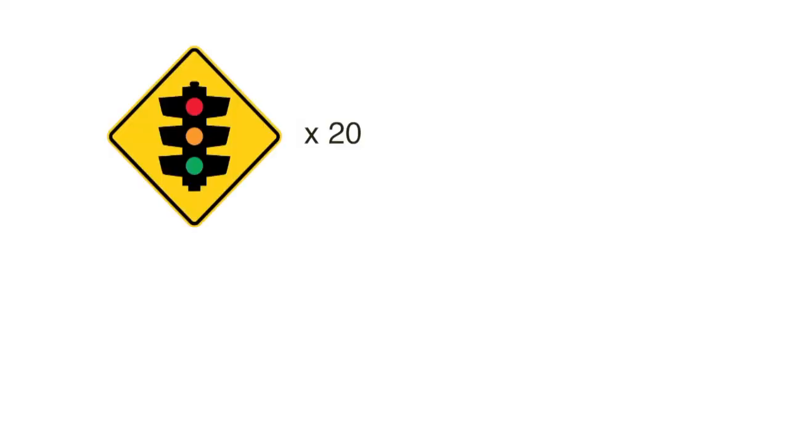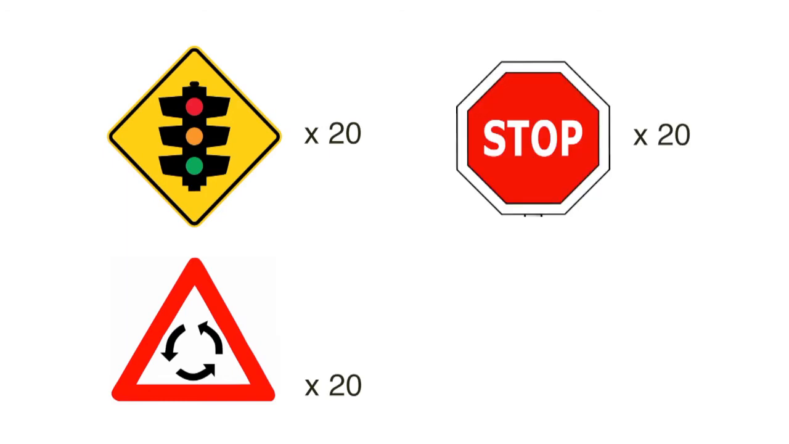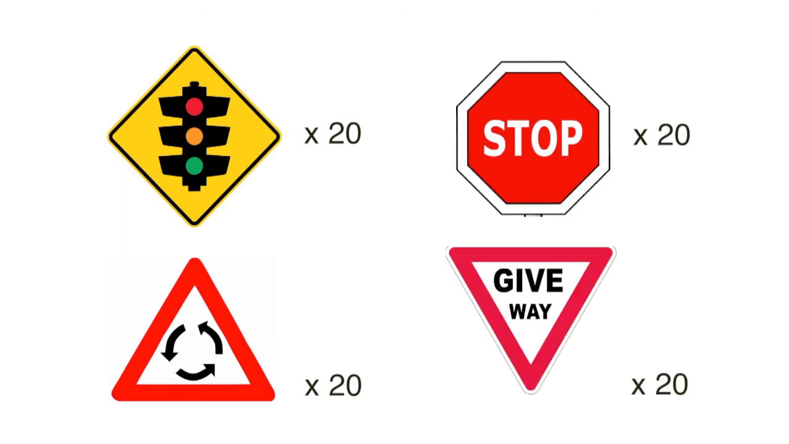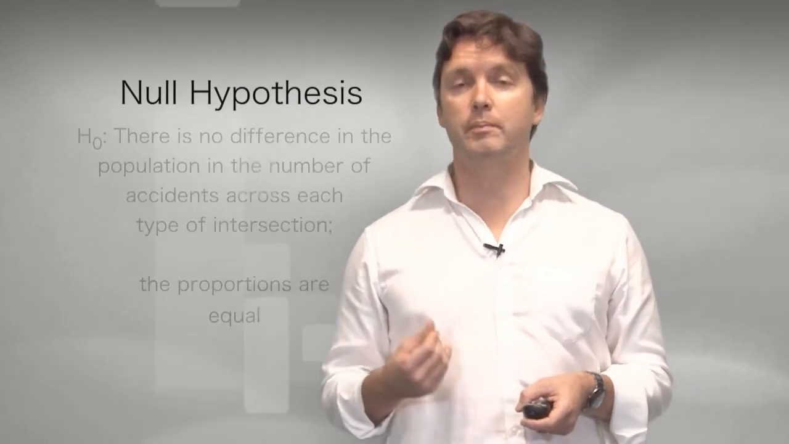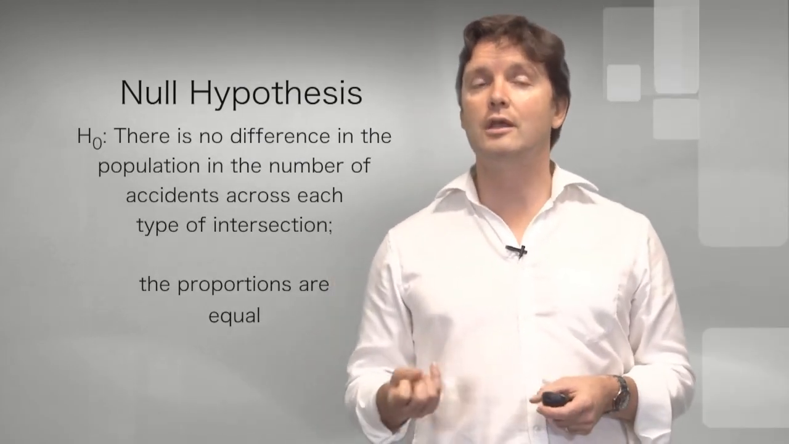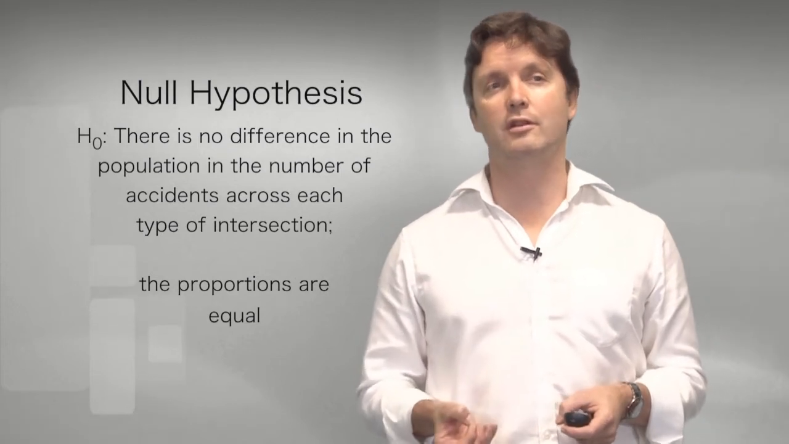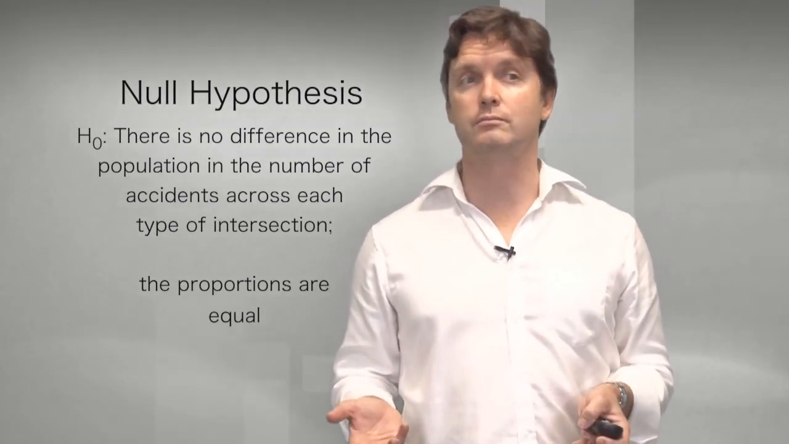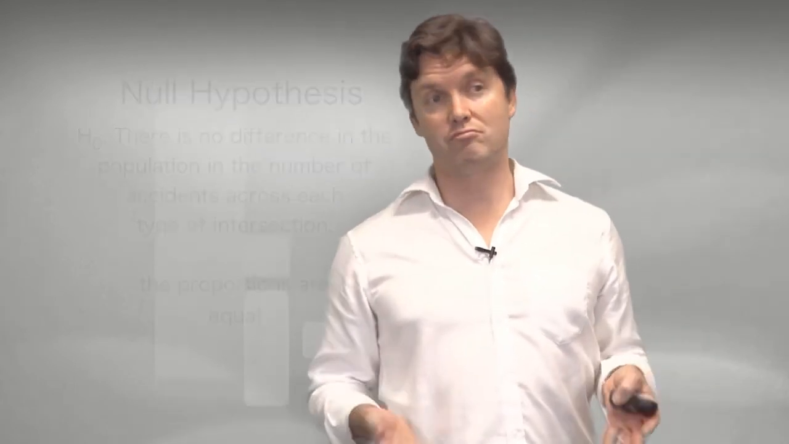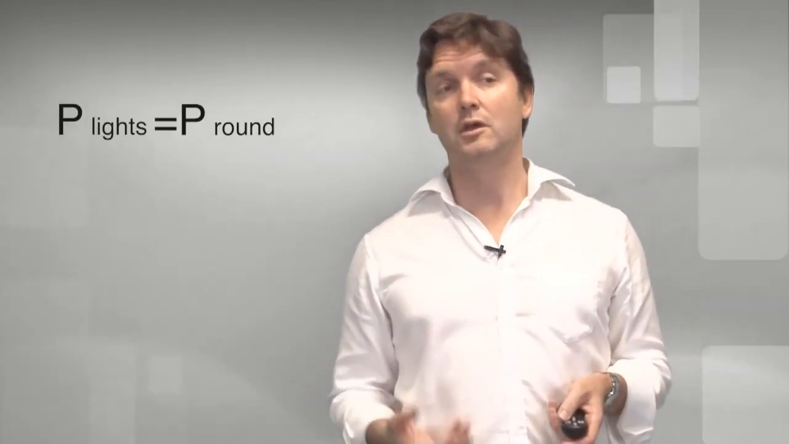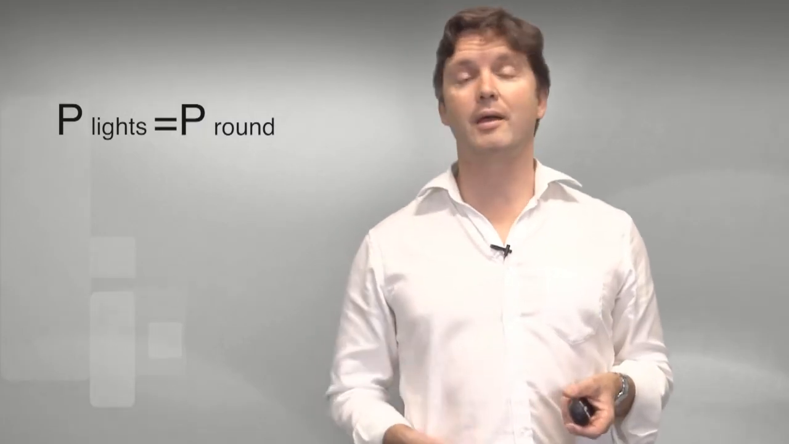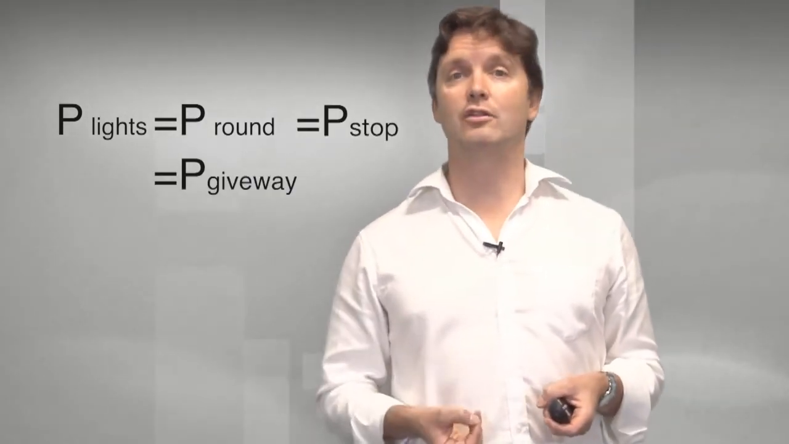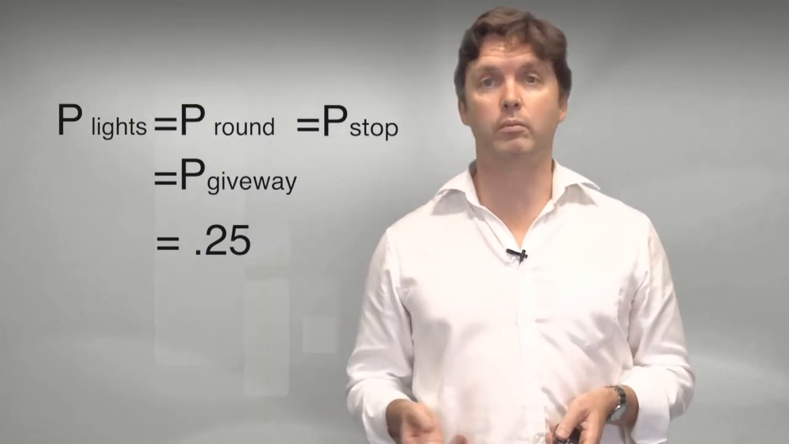So the researcher could select a sample of 20 traffic lights, 20 roundabouts, 20 stop signs, and 20 give-way signs. Then count the number of accidents that occur at each type of intersection over 12 months. The null hypothesis here would be that there's no difference in the population in the number of accidents across each type of intersection. So in other words, the proportions are equal. So the probability of an accident at the traffic lights is equal to the probability at roundabouts and at stop signs and at give-way signs, which is equal to 1/4 or 0.25.